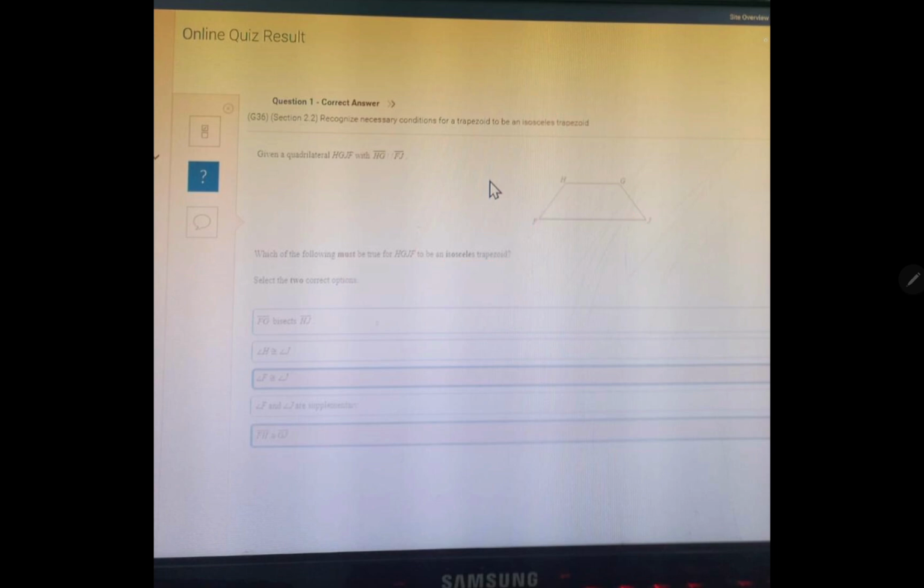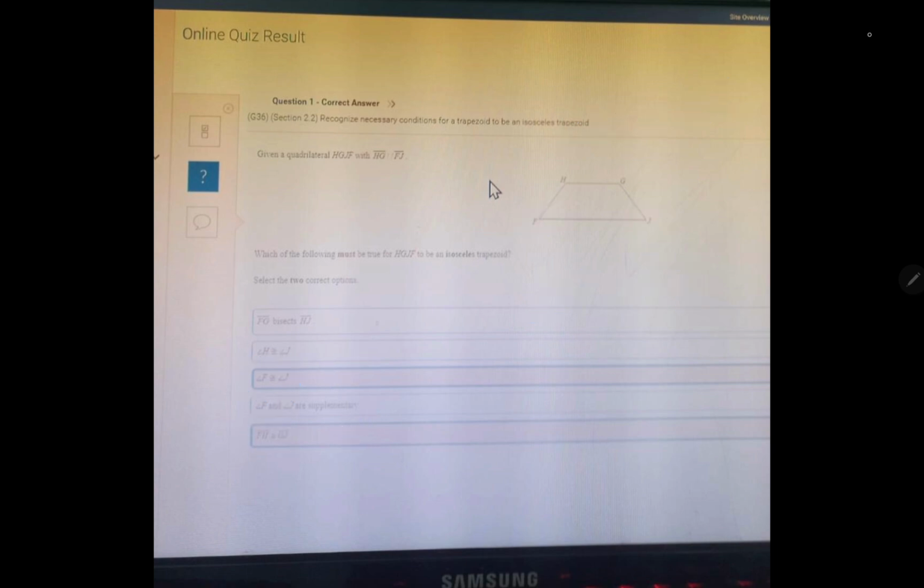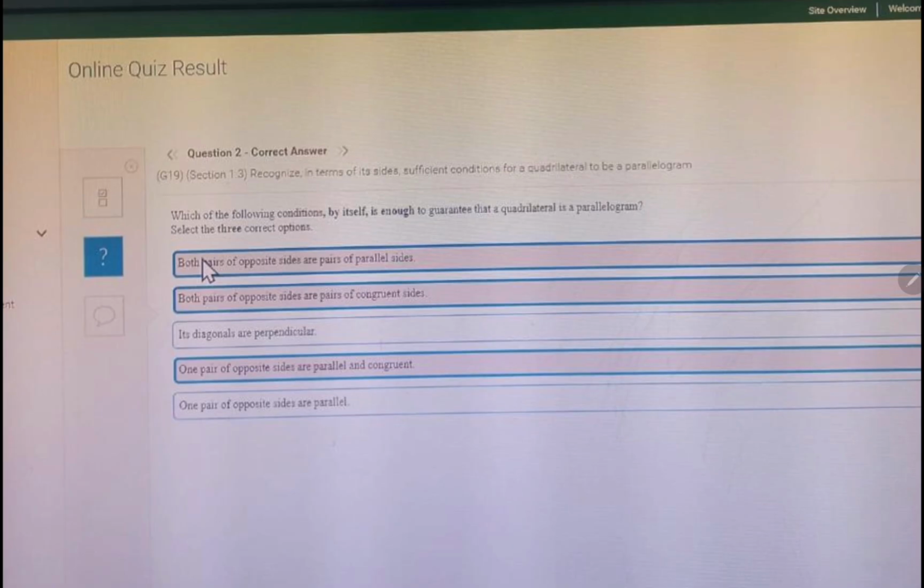Another thing is that the base angles have to be equal. So angle F has to be equal to angle J, and angle H has to be equal to angle G. So here we have F equal to J. So these are our two answers for question number 1.